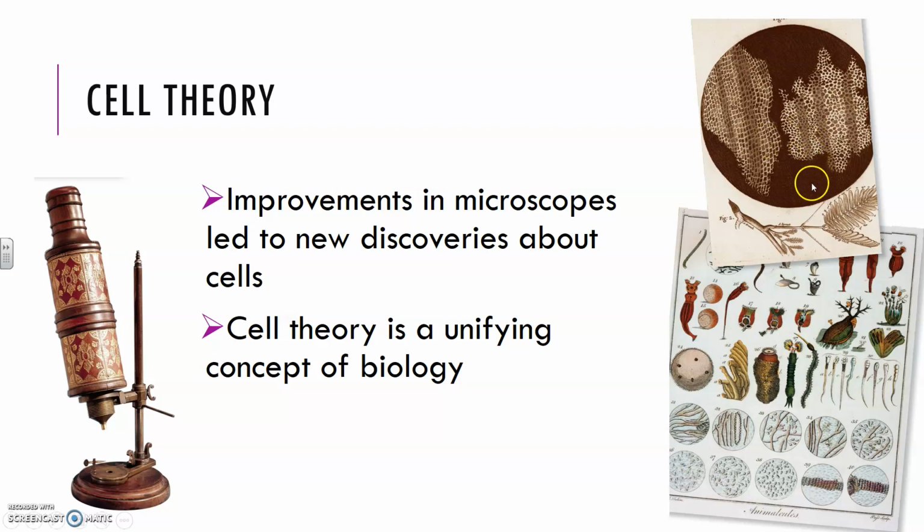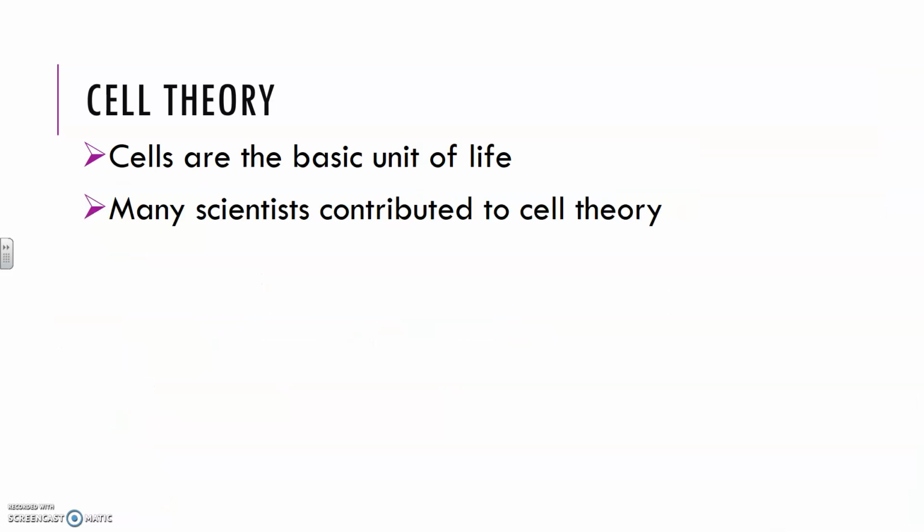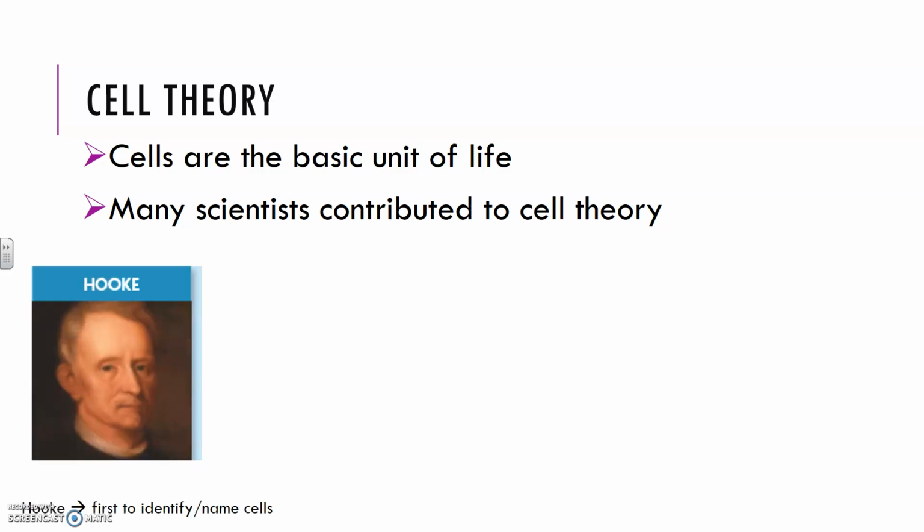And then these are some of the animal cells that other scientists started to look at, and you can tell some of the drawings are a little strange, but they basically thought that they were miniature animals. They didn't really conceptualize the idea of cells so much. But again, cells are the basic unit of life, and many scientists contributed to this cell theory. So there are 5 major ones that we're going to talk about right here.